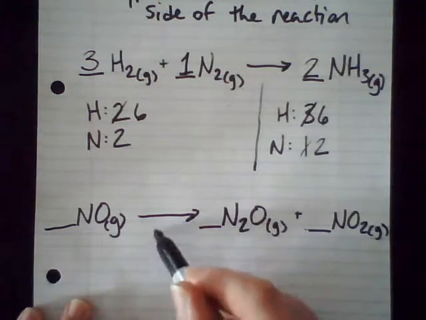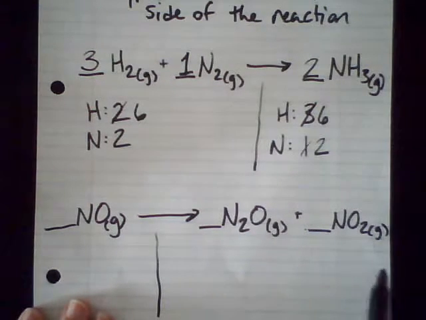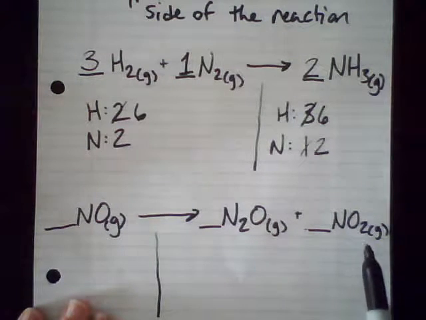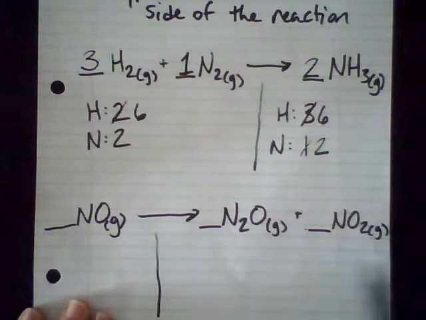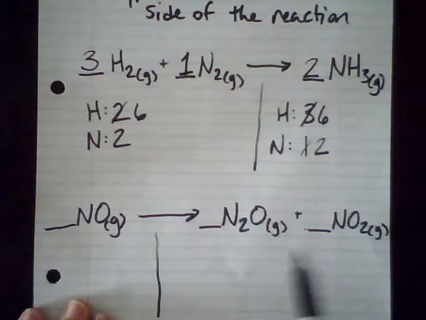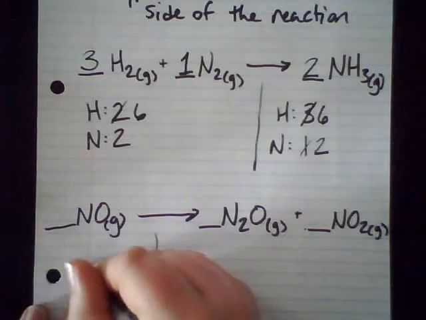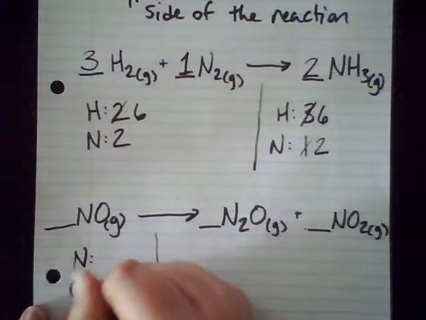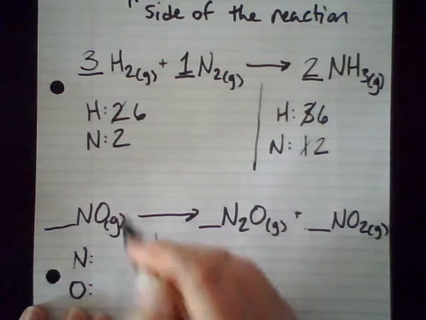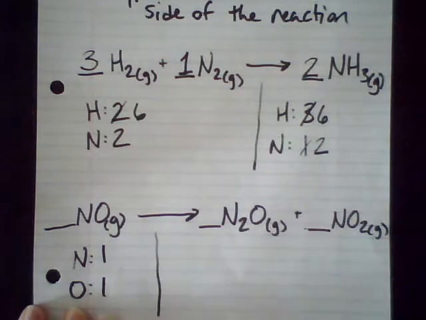Now the point that this one illustrates that we haven't seen yet is the fact that we can have elements that are in multiple compounds, right? I have nitrogens and oxygens in this one and in this one. And I have to account for all of them when I'm figuring out what I have on each side. So on this side I have 1 nitrogen, 1 oxygen. That's all there is in this compound, 1 and 1.